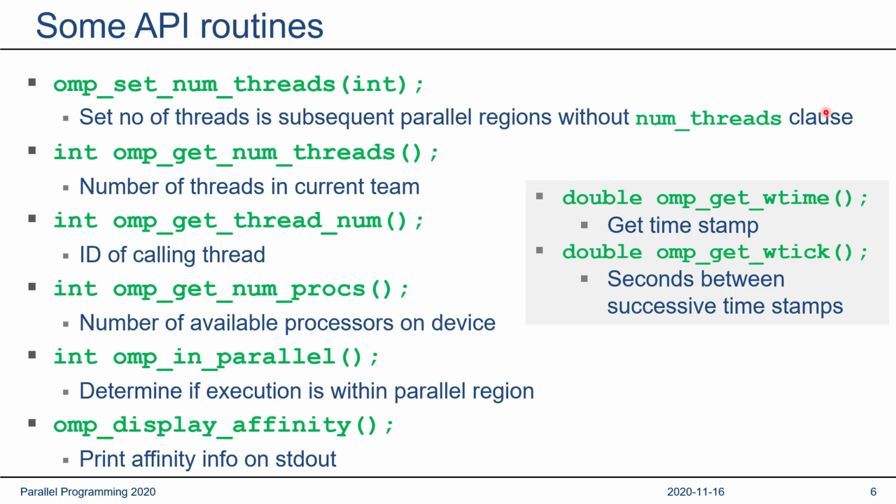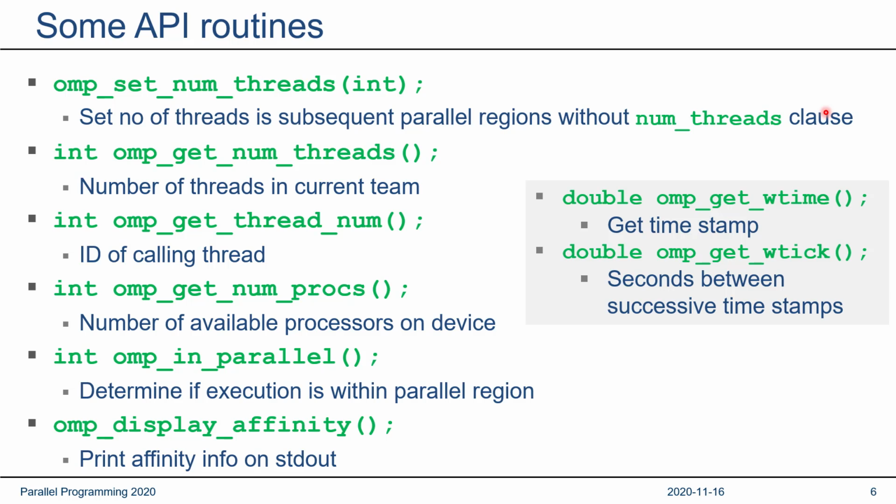omp_get_num_threads gives you the number of threads in the current team. We've used that already. And omp_get_thread_num gives you the ID of the calling thread, which is always from 0 to number of threads minus 1 without any gaps. omp_get_num_procs delivers the number of available processors on the device, which might be interesting sometimes. omp_in_parallel delivers true or false, depending on whether you are executing within a parallel region or not.